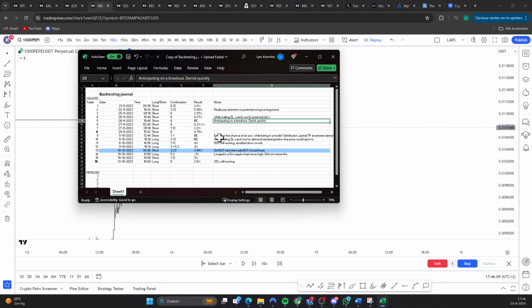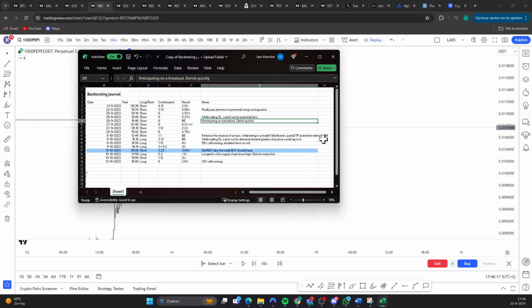That's fine. If there's a chance of an accumulation while being in a Model 1 distribution, partial TP at extreme demand. Okay, that's also good to remember, that if we have a distribution that has the chance to go over into an accumulation instead of hitting its target, let's partial TP instead of waiting for the range low. So let's keep that in mind.